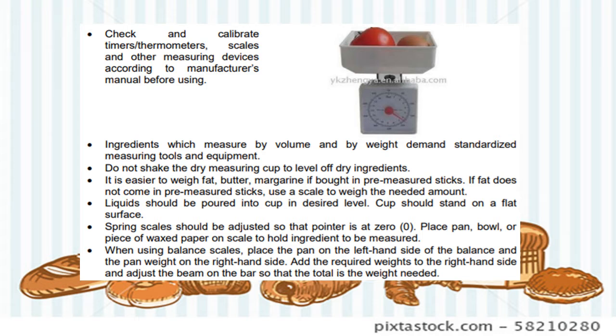Spring scales must be adjusted so that the pointer is at zero. Place a pan, bowl, or piece of wax paper on a scale to hold the ingredient to be measured. When using the balance scales, place the pan on the left-hand side of the balance and the pan weight and the required weights on the right-hand side, and adjust the beam on the bar so that the total is the way needed.